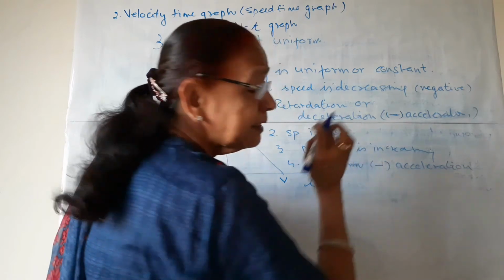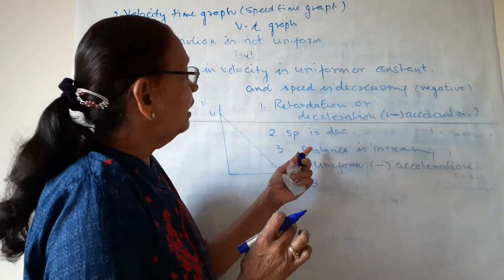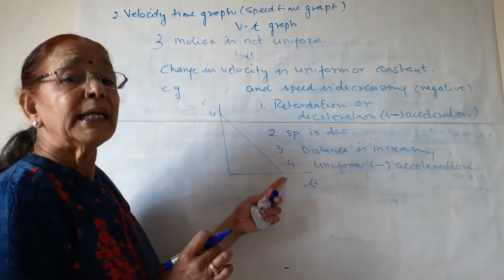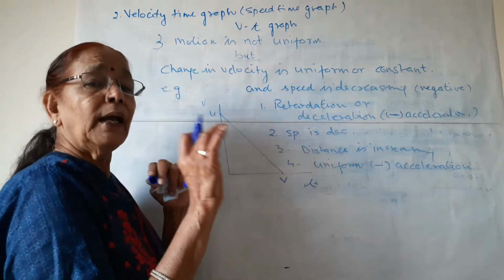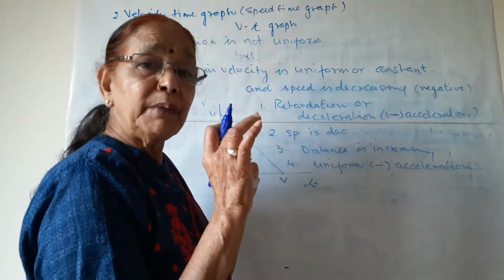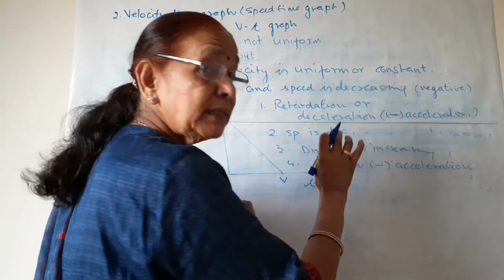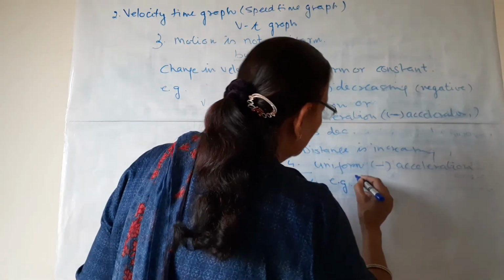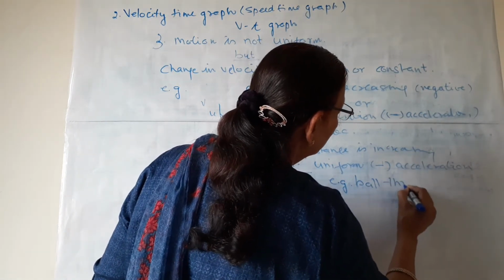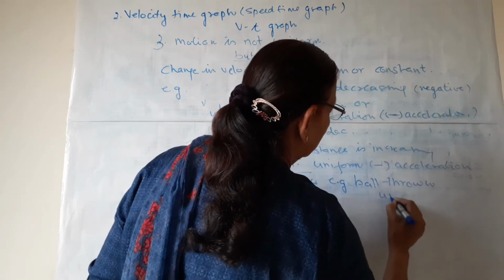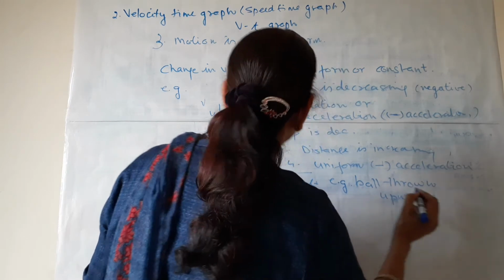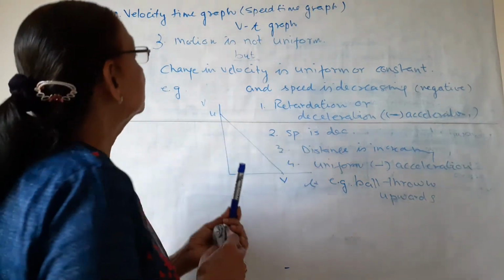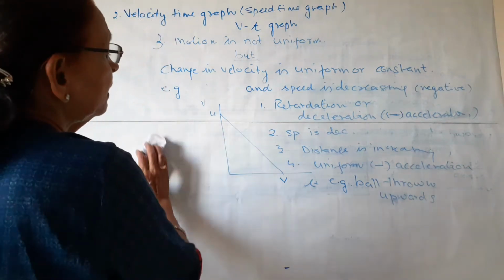But this acceleration is negative in value. That's why we can call it retardation, and it is caused when speed decreases. Suppose a car is going and the driver applies brakes. When brakes are applied, then the speed is decreased and retardation is there. And the example of this type is a ball thrown upwards. When a ball is thrown upwards, retardation is there in the speed of the ball. So this is the third case.